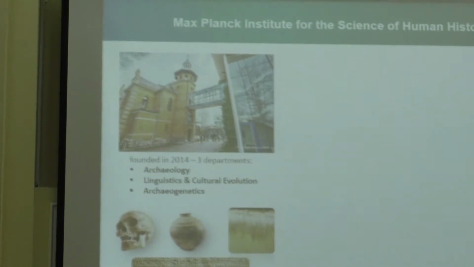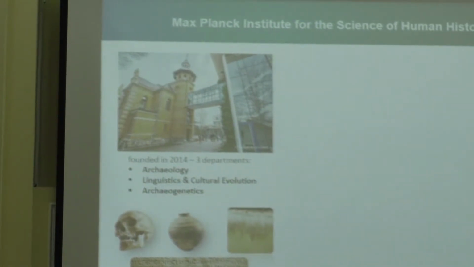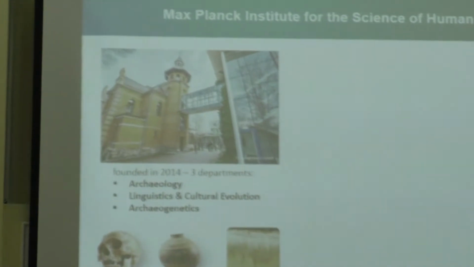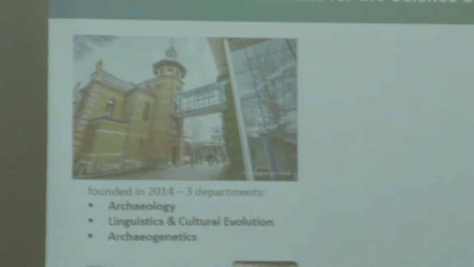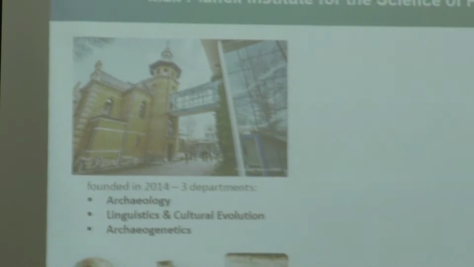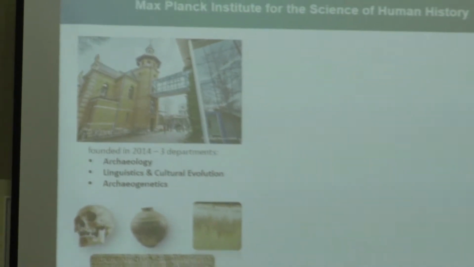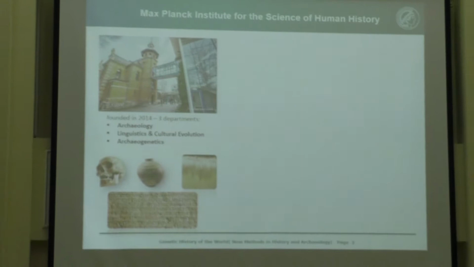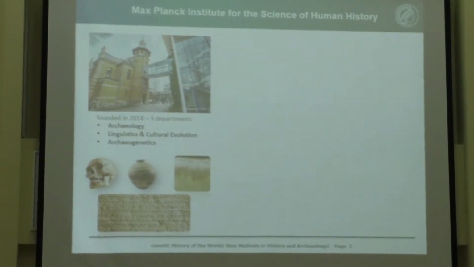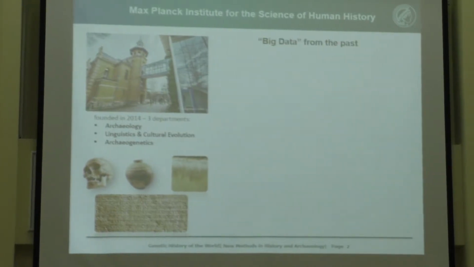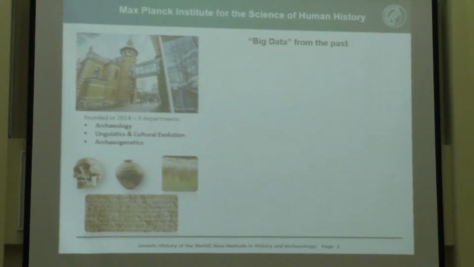So we have those 3 different topics, and the type of questions that we can address with these topics result often in something that we call big data. Because what we combine here in our institute is science, especially the natural sciences, with questions that come out of human history. So we, for example, use genomics, proteomics, isotopes, databases to address classical questions that people have been asking in the humanities. And what we basically generate is what we call big data from the past.